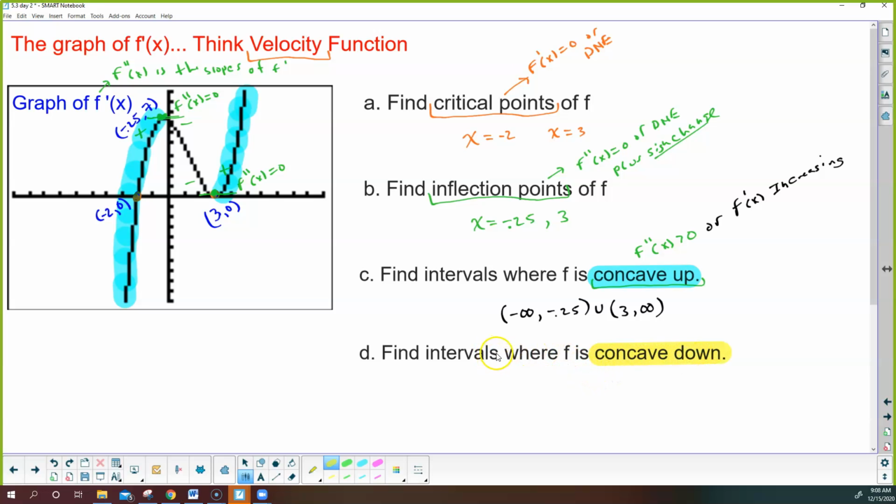Okay. Well, where is f concave down? Concave down when the derivative has negative slopes. Right there, right there.